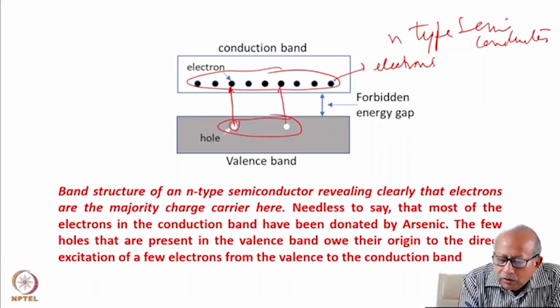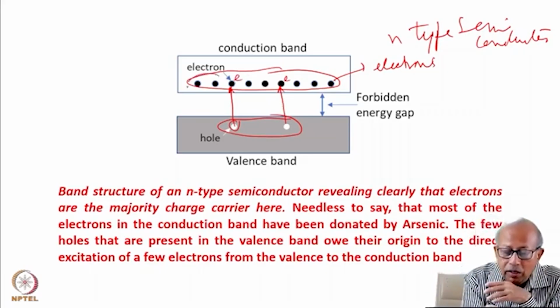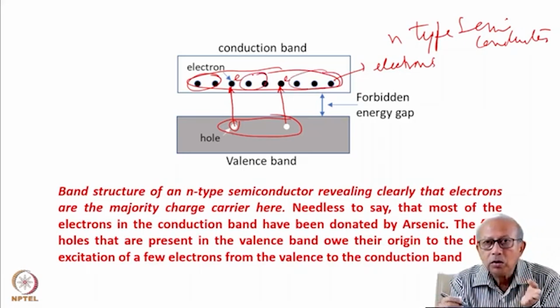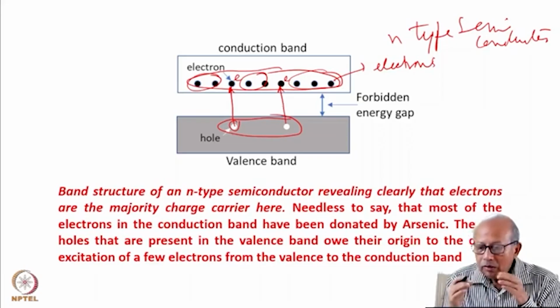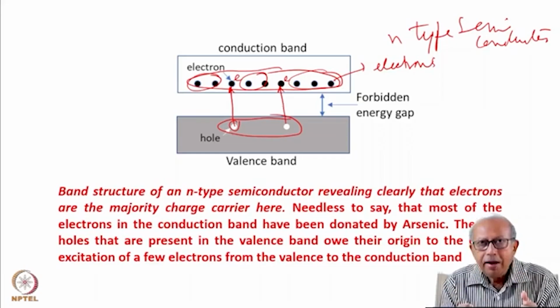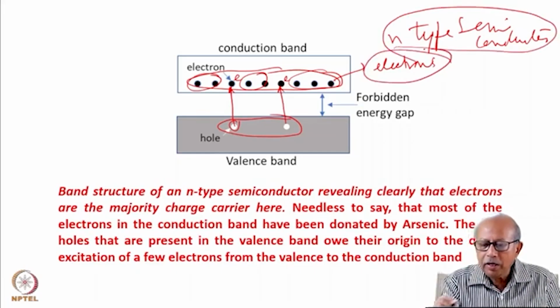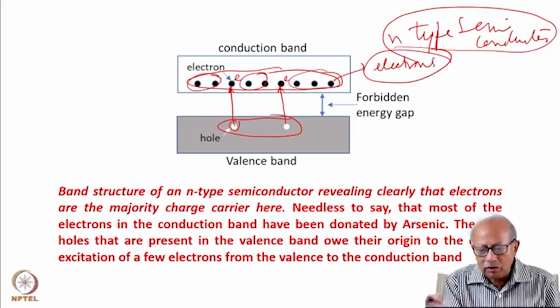So these 2 electrons are actually contributed by the intrinsic silicon, and the rest of the electrons that you see in this are actually donated by the dopant arsenic. Nevertheless, in an N-type semiconductor, the majority of the charge carriers are therefore electrons, and these electrons will conduct in the conduction band, while the few holes that have been created would conduct in the valence band. So this is an N-type semiconductor.